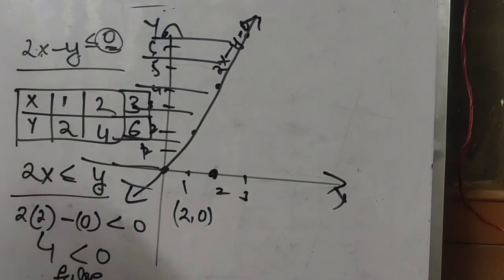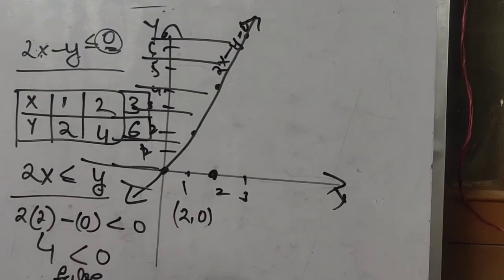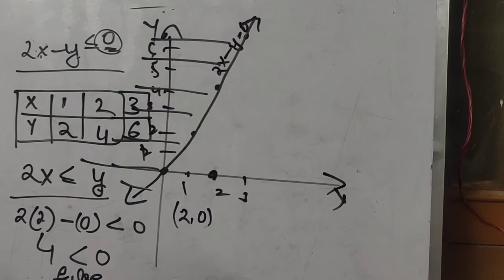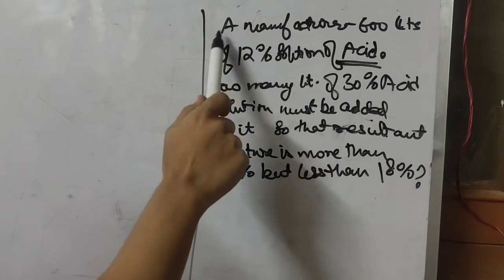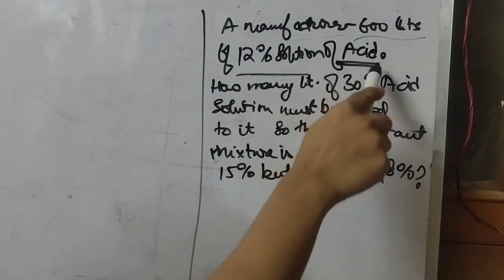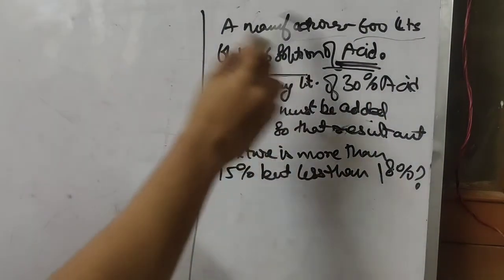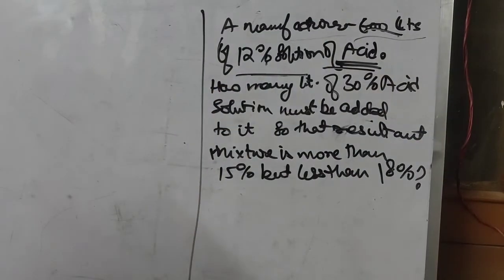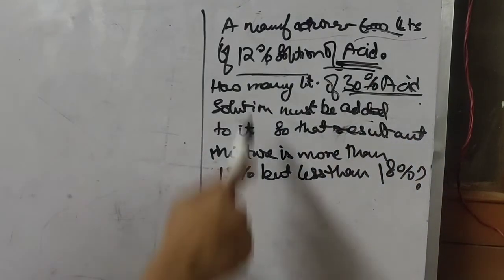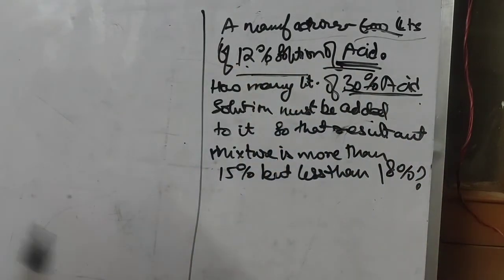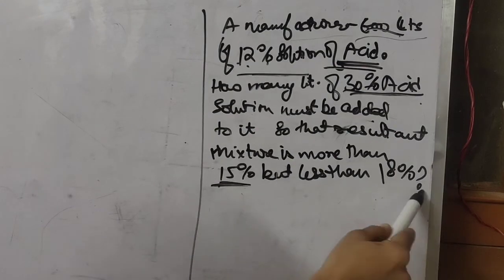Now we're going to do one question where we have to form the inequality also, and we'll be solving that in order to understand this much better. I have taken a question where a manufacturer has 600 liters of a 12% solution of acid, and he also has a 30% solution of acid. It's asked how much of the 30% acid solution should be added so that we create a mixture having an acid percentage between 15% and 18%.